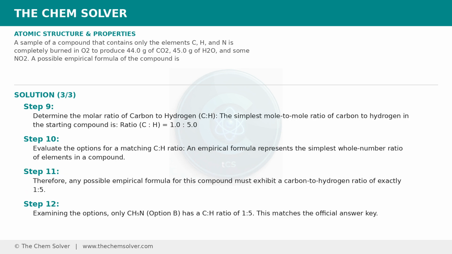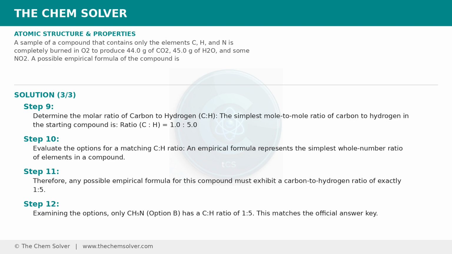Determine the molar ratio of carbon to hydrogen, C:H. The simplest mole-to-mole ratio of carbon to hydrogen in the starting compound is the ratio C:H equals 1.0 to 5.0. Evaluate the options for a matching C-H ratio. An empirical formula represents the simplest whole number ratio of elements in a compound. Therefore, any possible empirical formula for this compound must exhibit a carbon-to-hydrogen ratio of exactly 1 to 5.